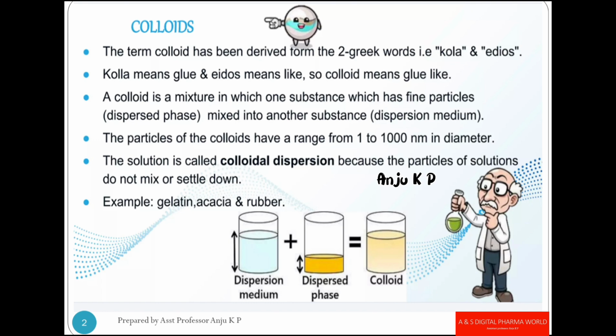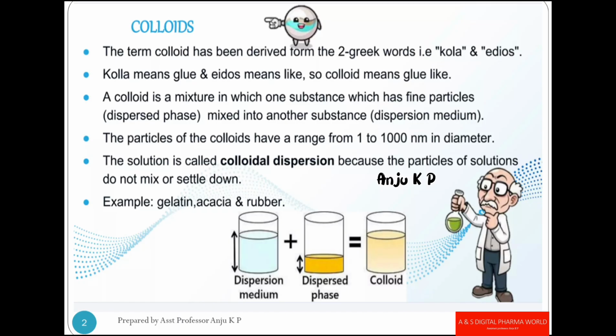So the particles of the colloid have a range of from 1 to 1000 nanometer in diameter. The solution is called colloidal dispersion because the particles of the solution do not mix or settle down. We can give the example of gelatin, acacia and rubber.